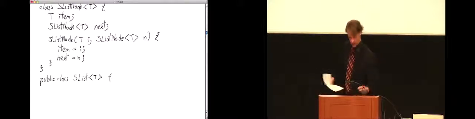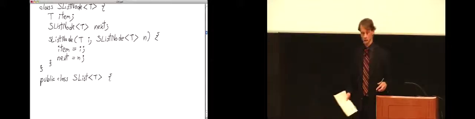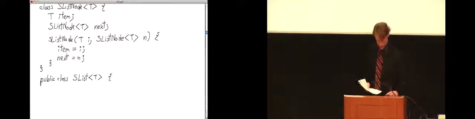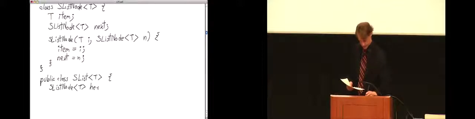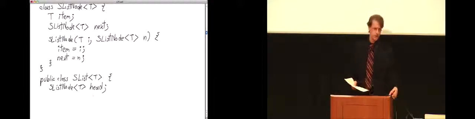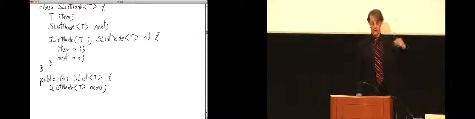So now I want an S-list as well. So I'm going to do the same thing. I'm going to have a class of S-lists that only store things of type T. And with that, for now, I'll just give that a head field. Let's forget about the size field for now. But the type of the head is S-list node T.